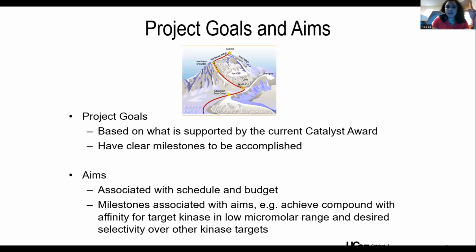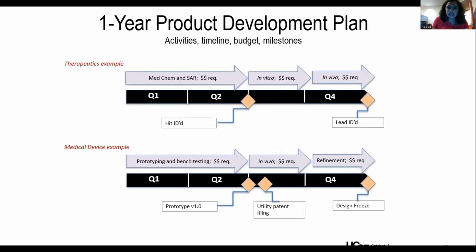For example, one of the milestones associated with the aim: achieve compound with affinity for target kinase in low micromolar range and desired selectivity over other kinase targets. So that could be a milestone. Now, these are examples where you have different activities along with the schedule. And then you have the milestones, like the milestones are the diamonds: hit identification, lead identification, or patent filing, design freeze for a medical device.